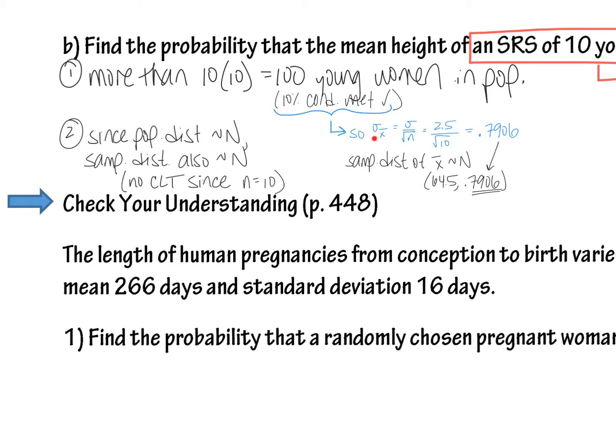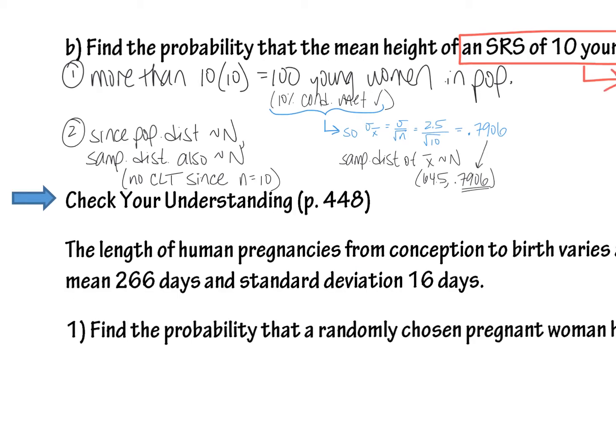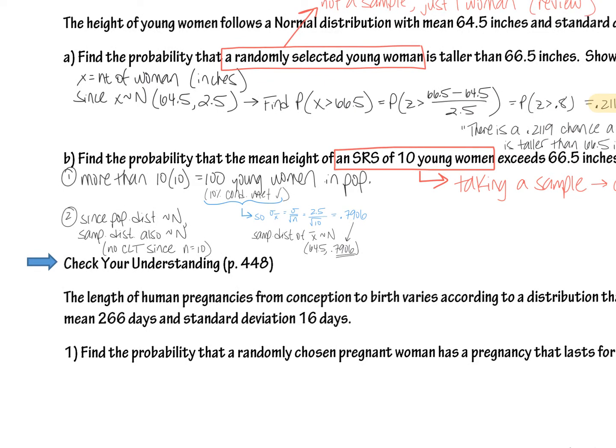So the standard deviation of the sampling distribution is going to be 0.7906 because here's the formula, sigma over radical n. What that means is our sampling distribution of x bar is approximately normal with the same exact mean, but a different standard deviation. Remember, when you take a sample, your spread gets smaller. Compare that to the standard deviation we used earlier, remember, it was 2.5 for just one woman. When we take 10 women, our standard deviation gets much smaller.